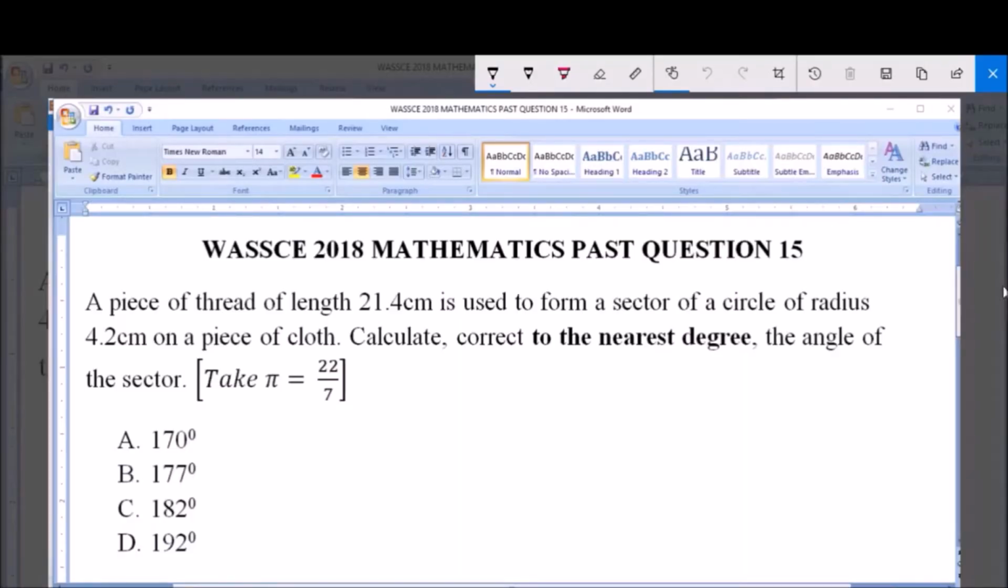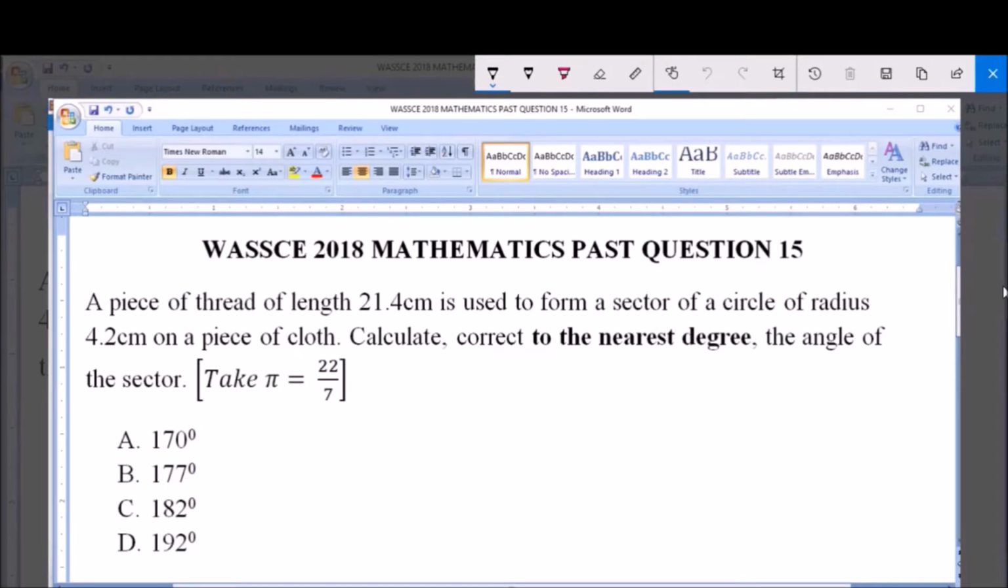I will be answering WASSCE 2018 Mathematics Past Question 15. A piece of thread of length 21.4 cm is used to form a sector of a circle of radius 4.2 cm on a piece of cloth. Calculate correct to the nearest degree the angle of the sector. Take pi to be equal to 22 all over 7. A, we're given 170 degree, B 177 degree, C 182 degree, and D 192 degree.